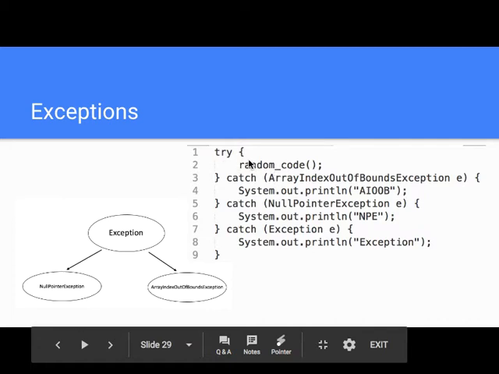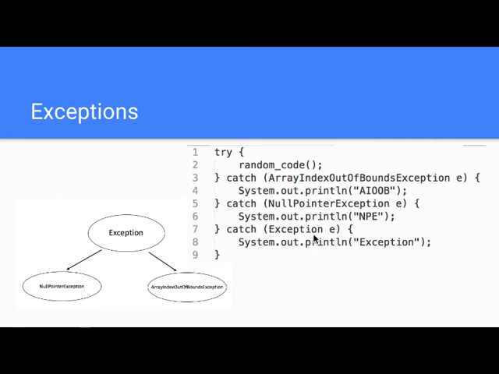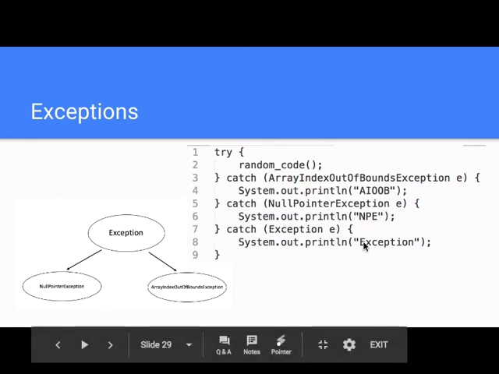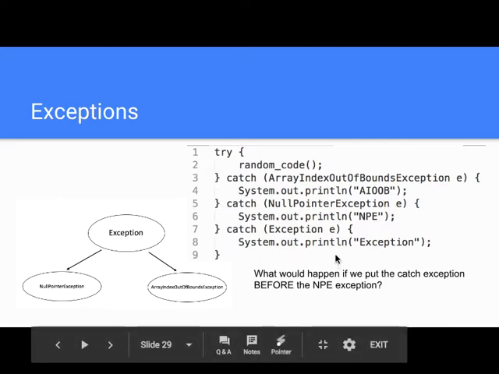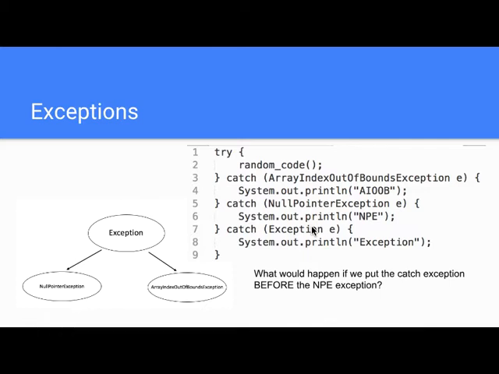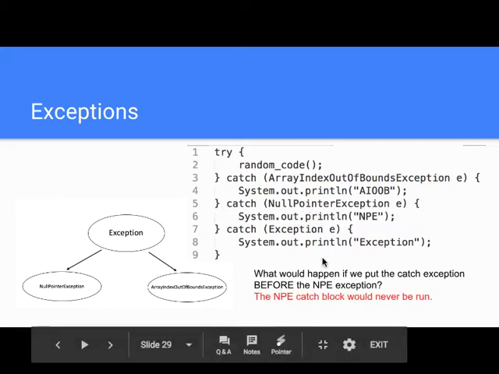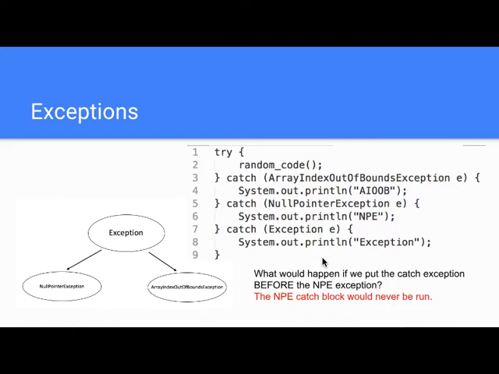We have a try, where we try some code, and then we have a series of catch blocks. We have a catch for ArrayIndexOutOfBounds, a catch for NullPointerException, and then a catch for general exceptions. What would happen if we put the catch block for the general Exception before the NullPointerException? That's not incorrect, but if you did that, the NullPointerException catch block that comes after would never run. The reason is that the Exception block would catch every NullPointerException before it got to the NullPointerException block.